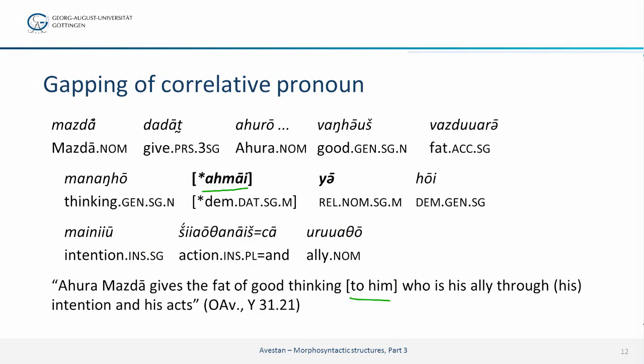To him, ye hoi mainyu shiauthanaisha urvatho, who, ye, is his ally, hoi uvatho through his intention and his acts. Mainyu in the instrumental and shiauthanaischa. So a literal translation of the Avestan sentence would be Ahura Mazda gives the fat of good thinking who is his ally through his intention and his acts. And the demonstrative pronoun is gapped here.